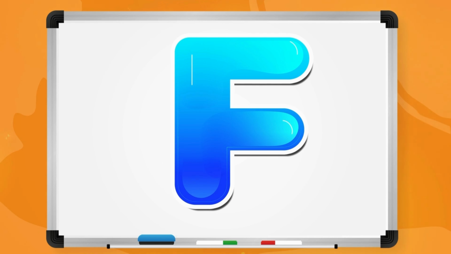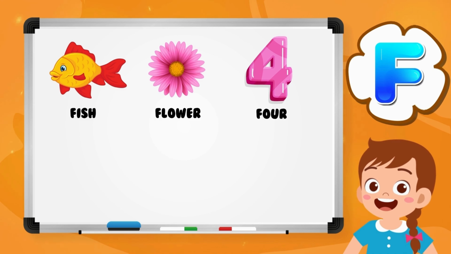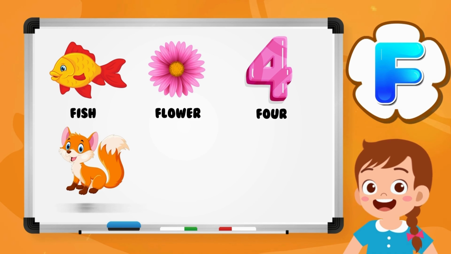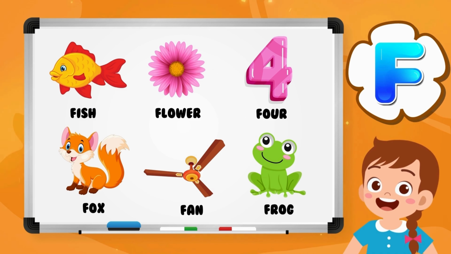F. F is for fish. F is for flower. F is for four. F is for fox. F is for fan. F is for frog.